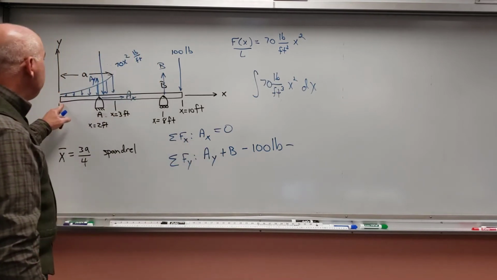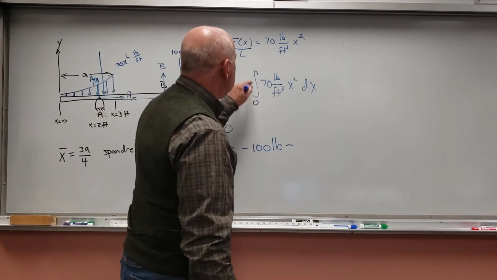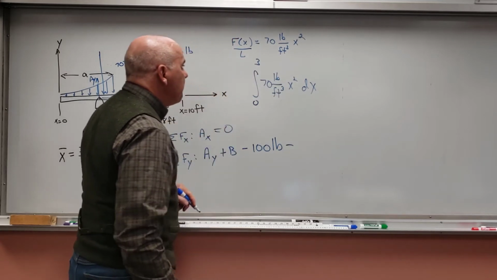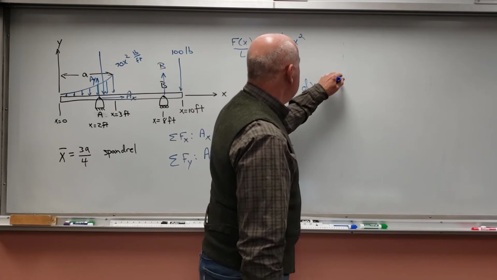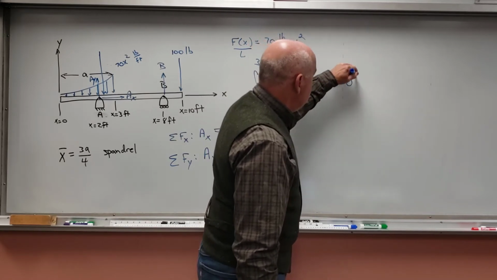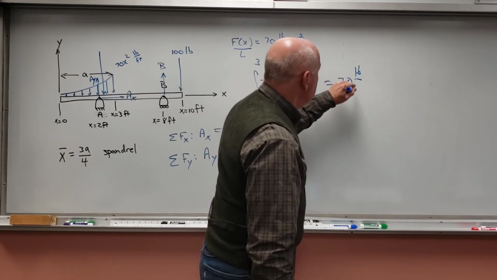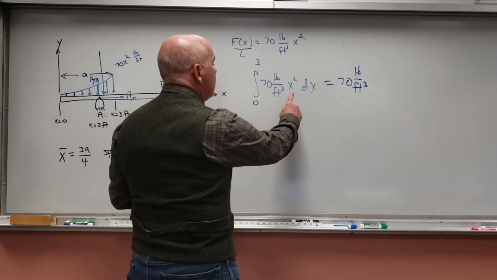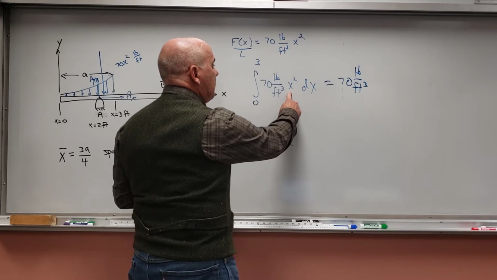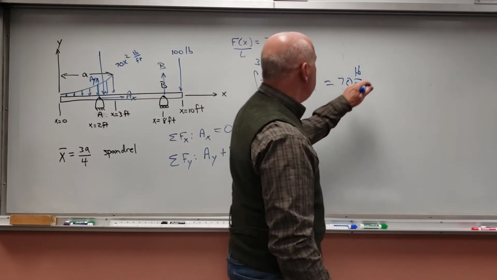And I'm going to integrate from 0 to 3. And so when I do all this, I'm going to get what? I'm going to get 70 pounds per cubic foot, and then the integral of x squared is x cubed over 3.